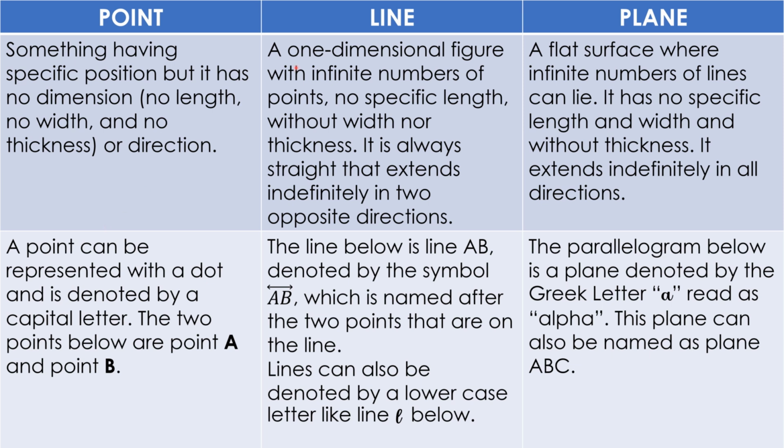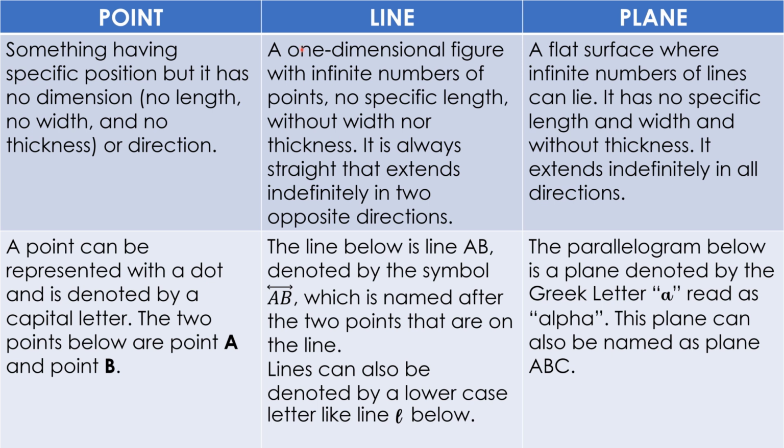So we have the definition of point here. Point is something having specific position, but it has no dimension, no length, no width, and no thickness or direction. A point can be represented with a dot and is denoted by a capital letter. The 2 points below are point A and point B.